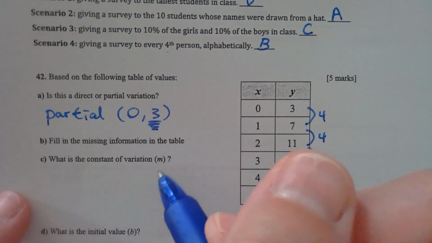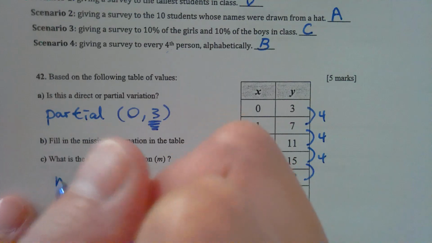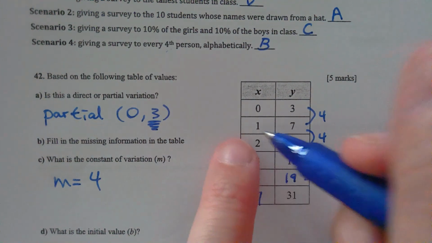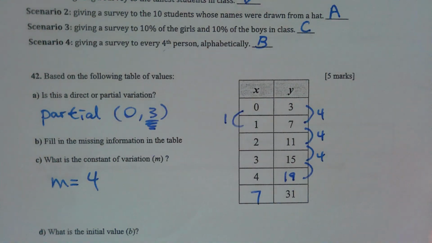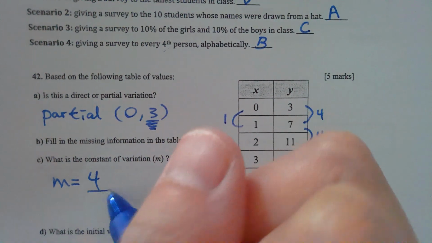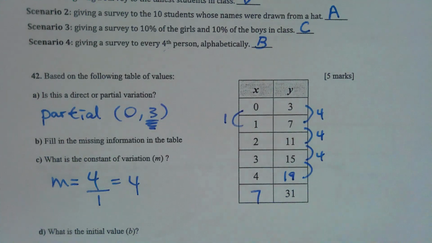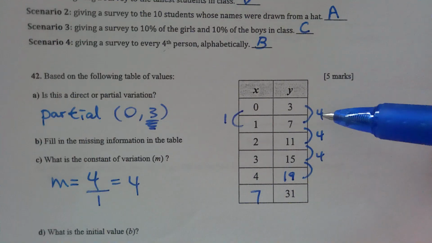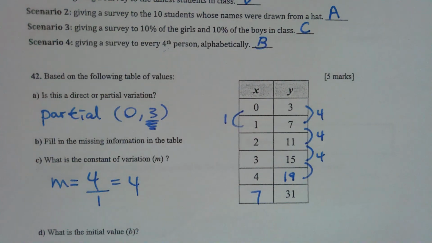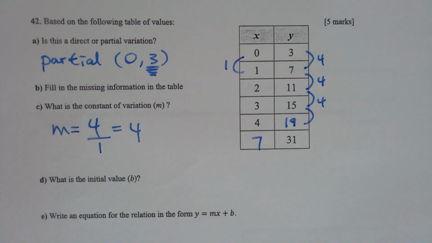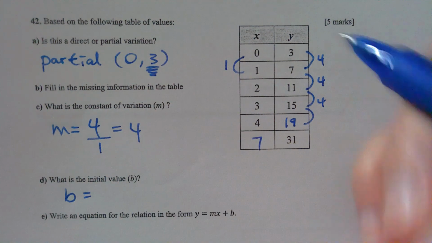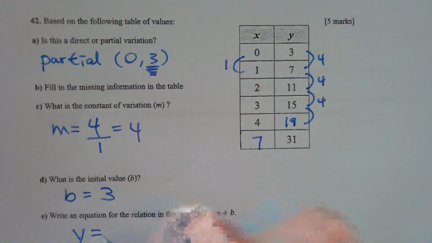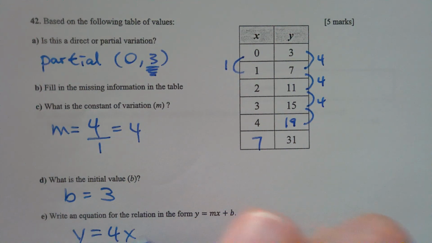Okay. What is the constant variation? In other words, what is the slope? What is the rate of change? 4. Yeah. Okay. Technically, you have to do 4 divided by 1. So then that's why it's also 4. If this was going by 2s, like 0, 2, 4, 6, like that, then it would be 4 over 2. Okay, initial value, your b value is just right here, this row, so it's 3. And so the equation in y equals mx plus b form is simply y equals 4x plus 3.